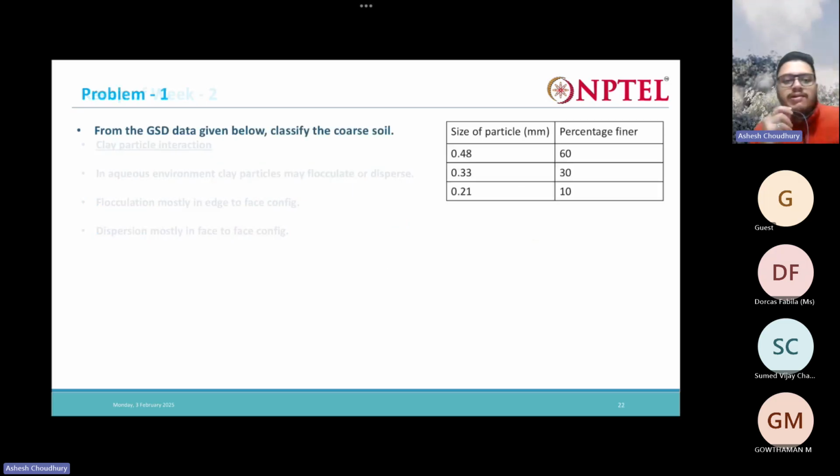So the first question is, from the grain size distribution data given, classify the coarse soil. Try to do this and tell me what kind of soil it is. I will give you 2 minutes first to try yourselves. From the grain size distribution data given, classify the soil.